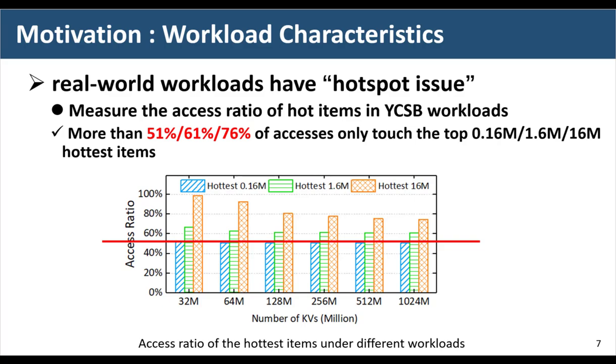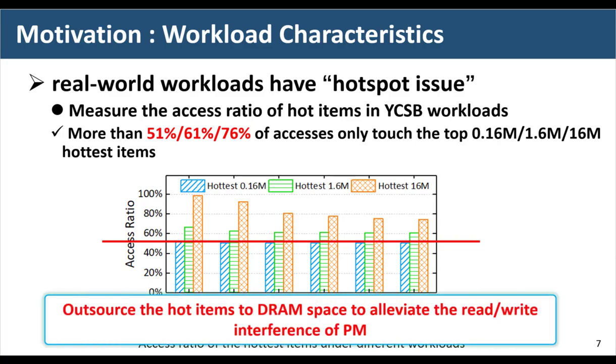As we know, real-world applications often have the hotspot issue, that is, most accesses only touch a small portion of items. We measure the access ratio of hot items in simulated production workloads, which are generated by YCSB. This slide shows the results. We see that the 160,000 hottest items can receive at least 50% of accesses. Inspired by the hotspot issue of real-world workloads, we designed our ROWE-tree that migrates accesses to hot items to DRAM to reduce the read and write interference problems on PM.